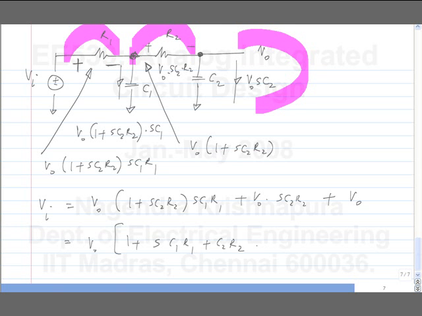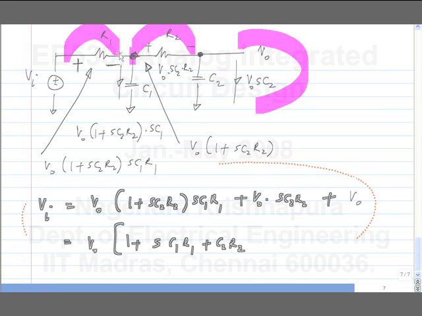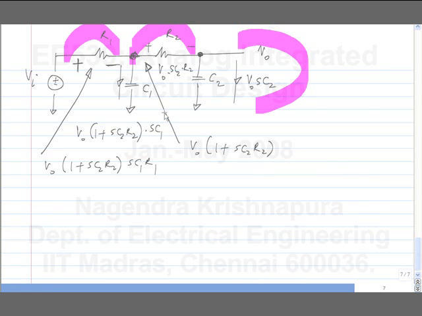No, this was wrong actually. Sorry. The analysis was not correct. What is the current through R1? It is the sum of these two currents, right? So one part was omitted. The current through C1 is this much. But the current through R1 is the current through C1 plus the current through C2. Isn't it? So that part I had omitted. So the voltage drop across this is this plus V0 times SC2 times R1.